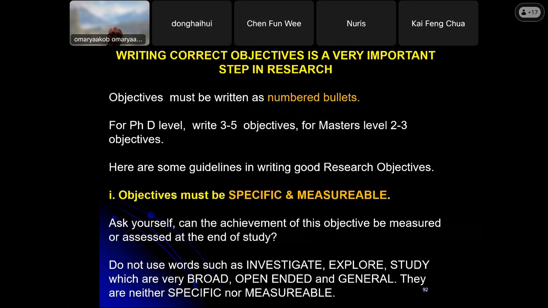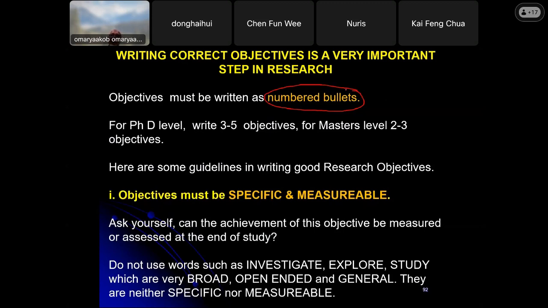Now let's see a few more examples. Guidelines in writing the objectives. First, objectives must be written in numbered bullets. I keep mentioning this. It's very important because objectives are proper nouns that we are going to refer to. Objective 1, objective 2, objective 5 are all proper nouns that we have to refer to later. I keep saying this.